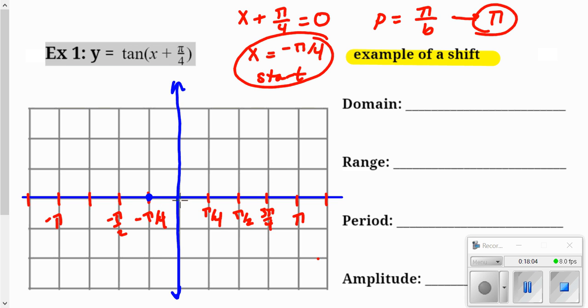Okay, so now let's look. 4 boxes is pi. I can see that from going from 0 to pi. So 1, 2, 3, 4 boxes later, I'm going to put another dot. And I'm out of boxes going to the right. Let's see about going to the left. 1, 2, 3, 4. I can put another point there.